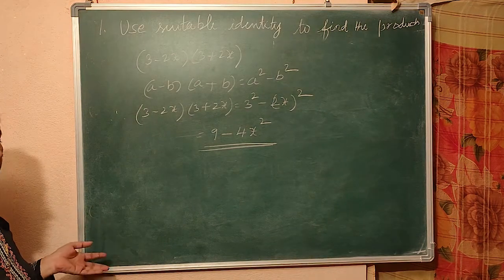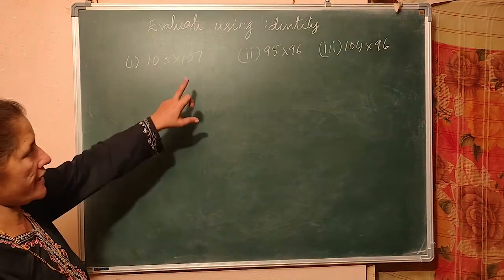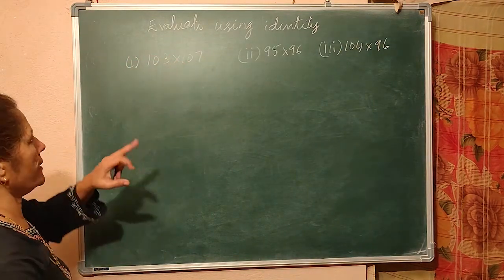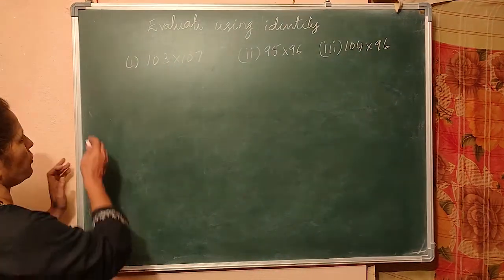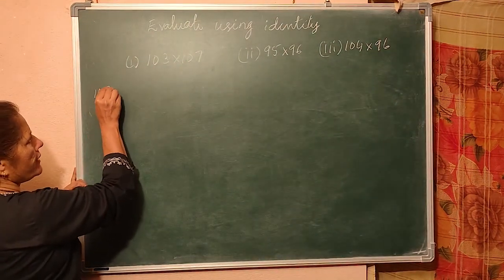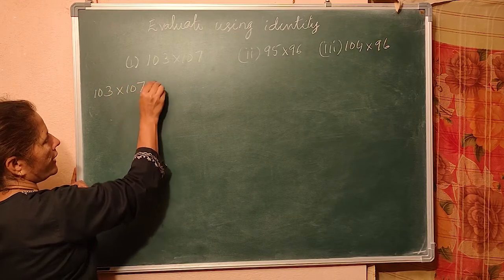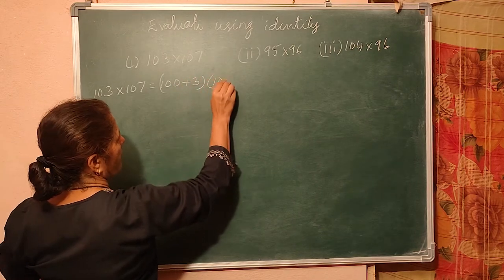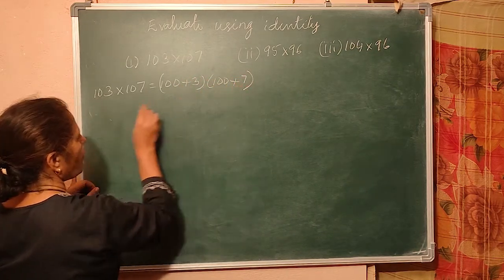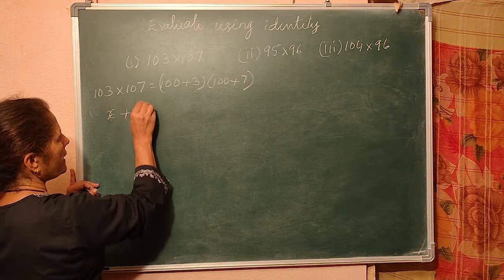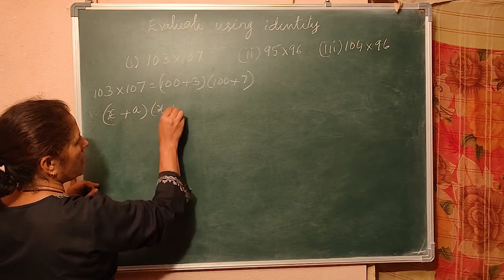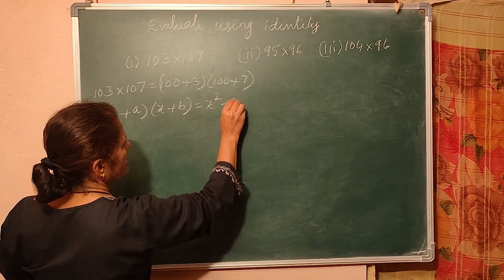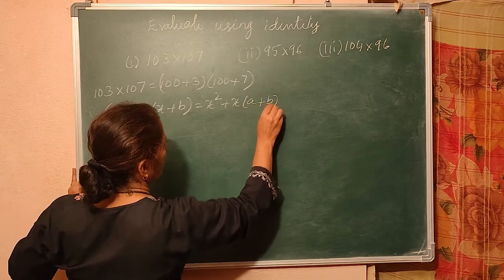Let us go to the next, second question. Now look at this: 3 different types of questions. Evaluate using identity: 103 into 107. What can I write 103 into 107 as? I can write it as (100 + 3)(100 + 7). So it is in the form of (x + a)(x + b). What is (x + a)(x + b)? x square plus x into (a + b) plus ab.